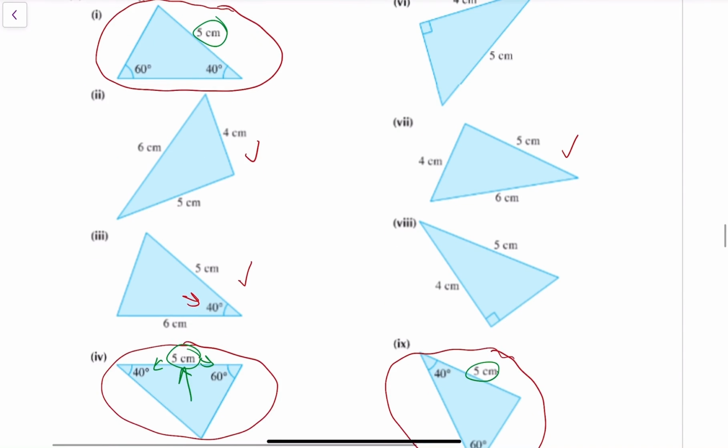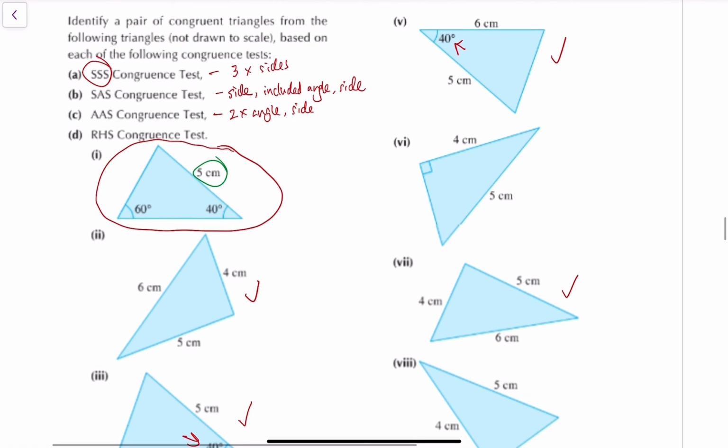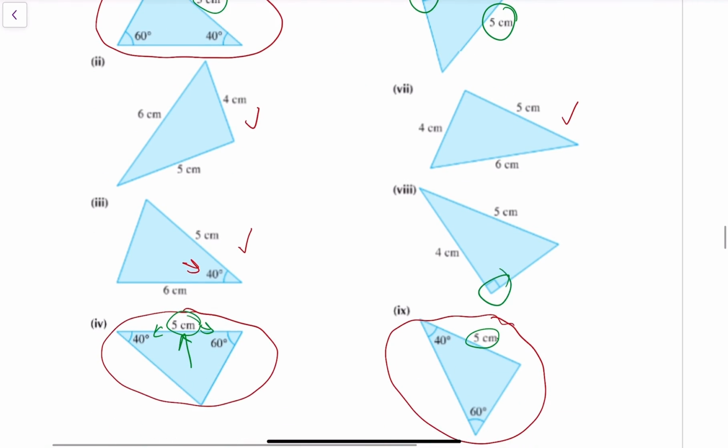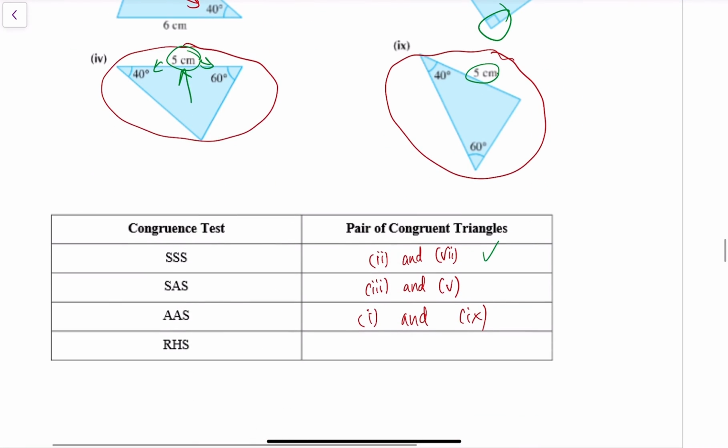Last one, right hand side. Right hand side is simple. You got a 90 degree, you got this, and you have that 90 degree hypotenuse, and you have another side, proven. So it's simply just number 6 and number 8.